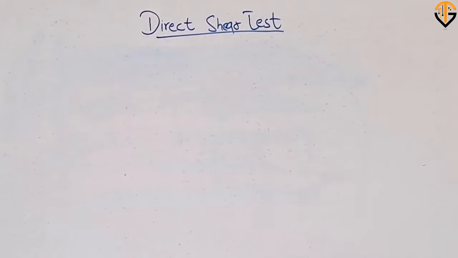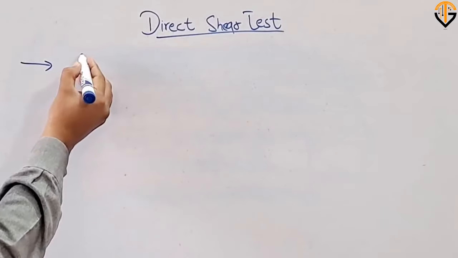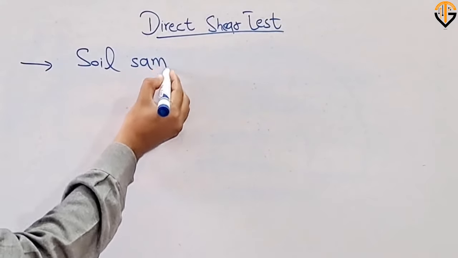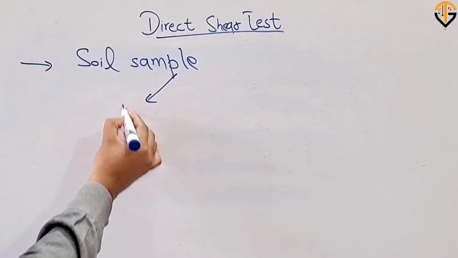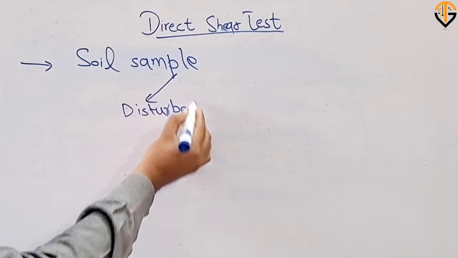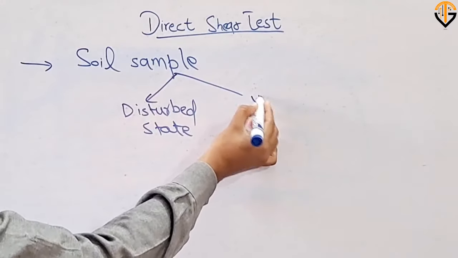Now let's discuss how this test is performed and how the results are interpreted from the direct shear test. So firstly, we need to have a soil sample. And the soil sample can be in disturbed state as well as an undisturbed soil sample.